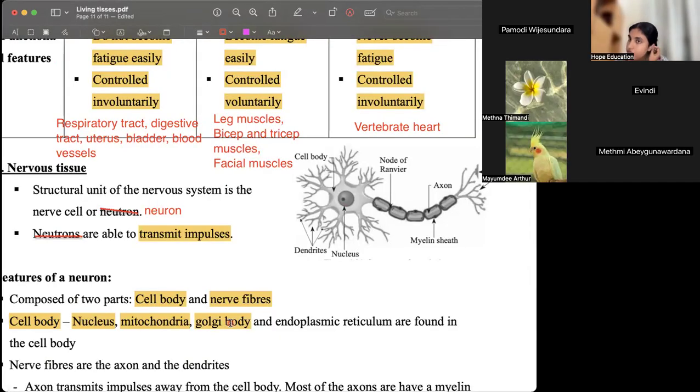Anybody who remembers what the function of Golgi body is? Production of secretory substances, packaging them and transporting them. That is what the Golgi body does, right?